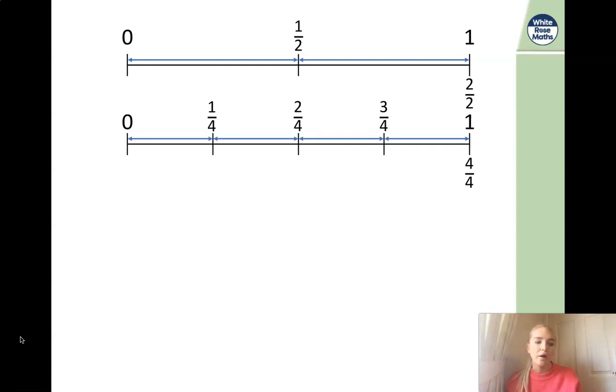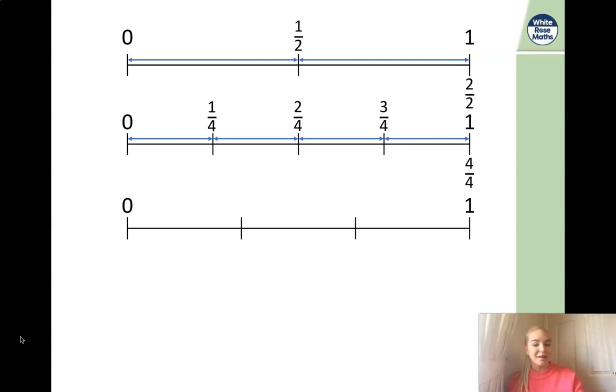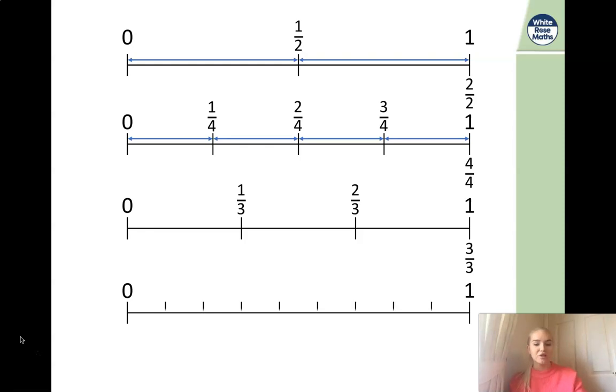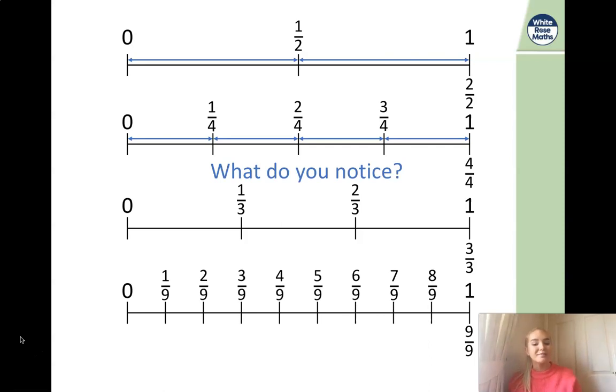Another number line I have split this time into 3 parts. The first part is 1/3, the second part 2/3, and the third part would be 3/3, but that is the same as 1. I have a final number line for you here, which this time is split into 9 parts. And you can see here how I've split it into 1/9, 2/9, all the way up to 9/9, which is the same as 1. Now, I have showed you 4 number lines there that have been split into different parts.